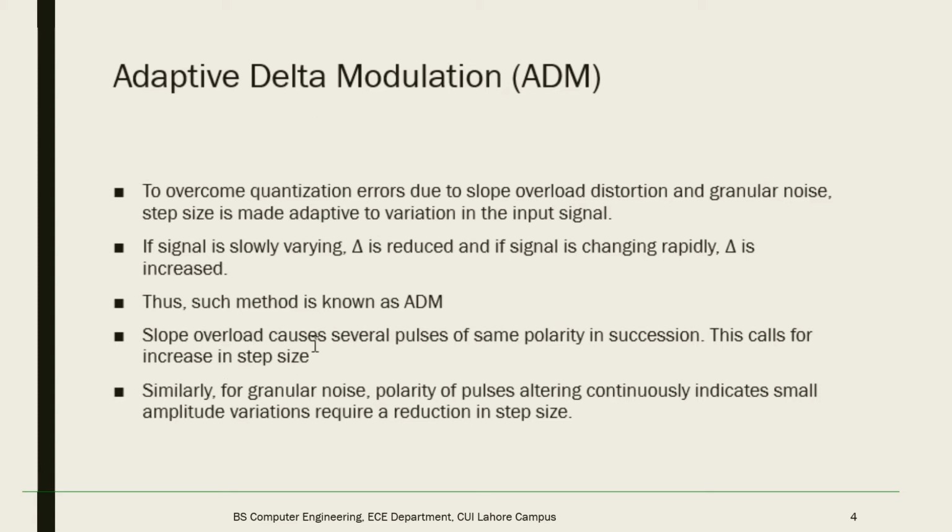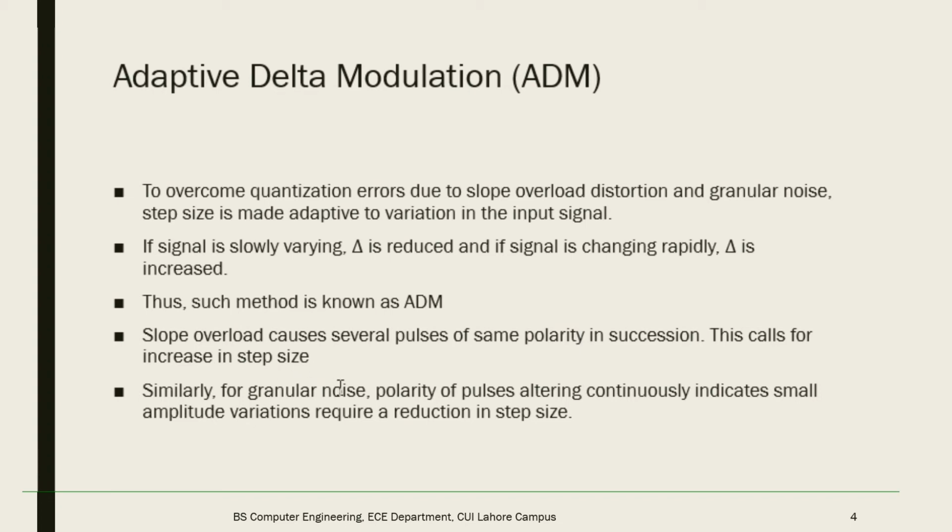Slope overload causes several pulses of the same polarity in succession. As you have seen previously, due to slope overload we are getting the same polarity in succession. This calls for an increase in step size. So if we face such a condition, then we have to increase the step size.